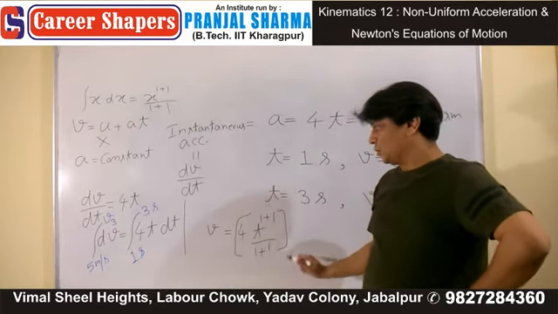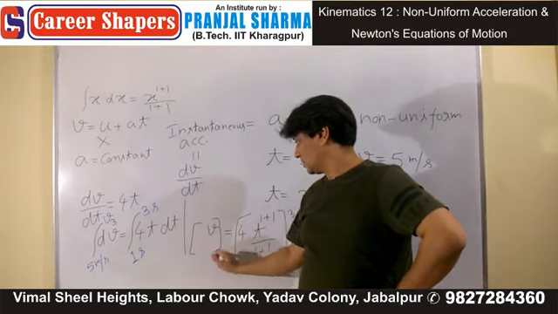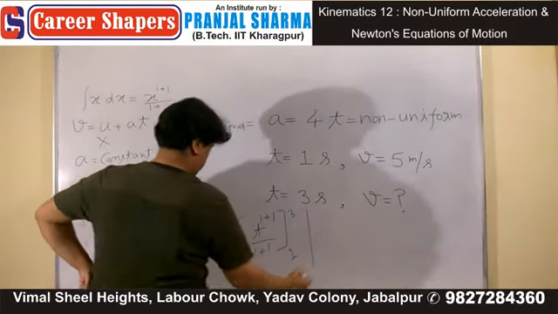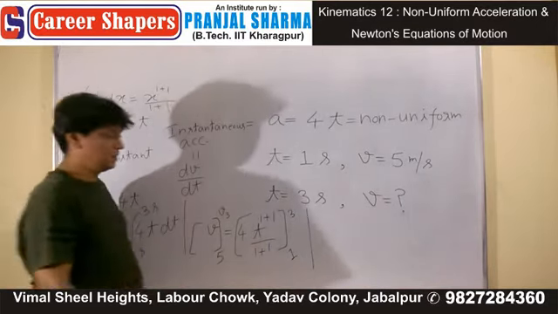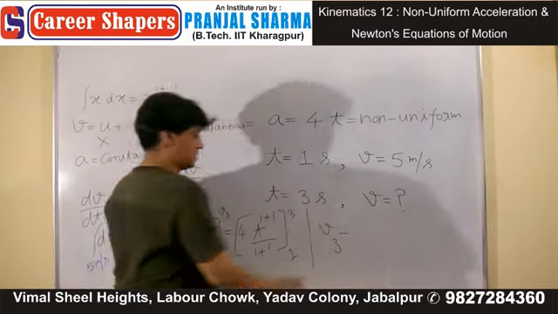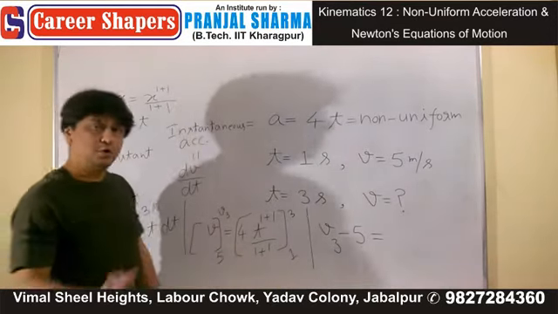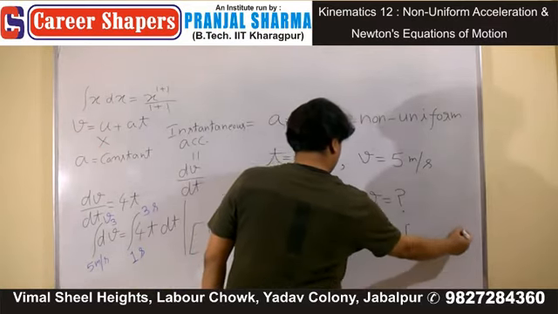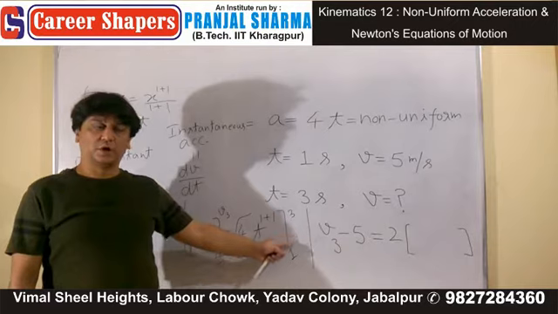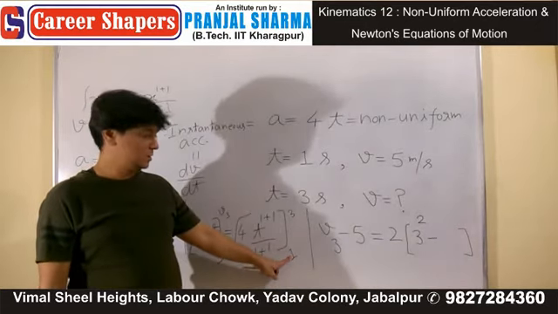Then, after integration, limits are shown over here. And how do you put limits? Replace this v with upper limit, which is v3. Replace this v with lower limit, which is 5. This is 4 upon 2, 1 plus 1 is 2, 4 upon 2. Keep 2 out. This is t square. Upper limit is 3, so 3 square minus lower limit, 1 square.